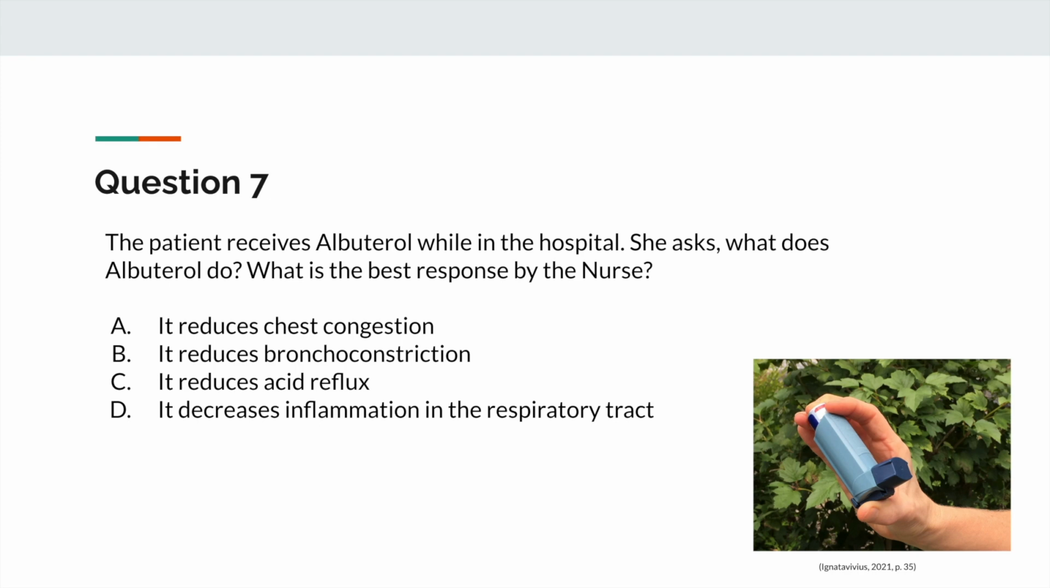Question 7. The patient receives albuterol while in the hospital. She asks, what does albuterol do? What is the best response by the nurse? A. It reduces chest congestion. B. It reduces bronchoconstriction. C. It reduces acid reflux. And D. It decreases inflammation in the respiratory tract.